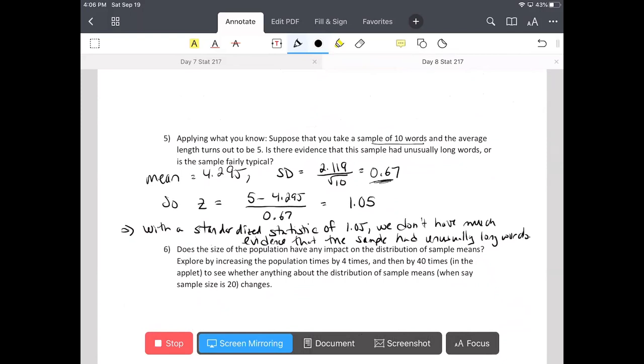It says, is there evidence that this sample had unusually long words, or is it fairly typical? The average length was 5. Well, given I have a lot of information already, I'm going to use the z-score. So I took my 5 minus the mean and divided by that adjusted standard deviation and came out with 1.05. Now, is that very far if we look back at our chart? No, that's not a very large z-score. So with a standardized statistic of 1.05, we don't have much evidence that the sample had unusually long words.